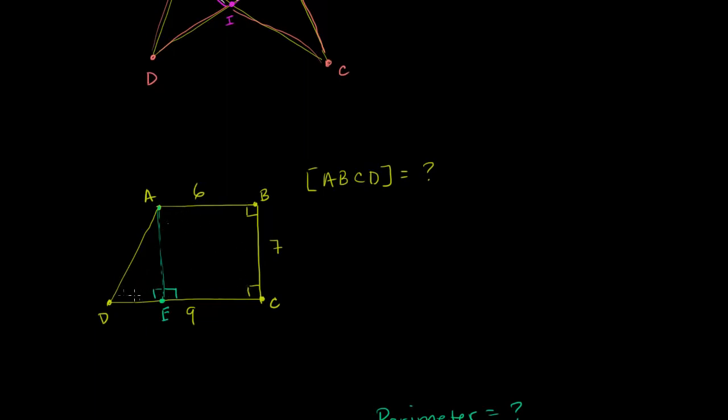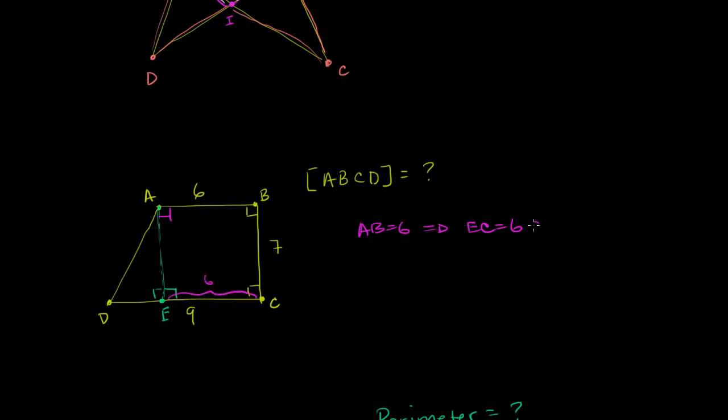But how do we figure out the area of this triangle? Well, if this side is 6, then that means that EC is also going to be 6. If AB is 6, notice we have a rectangle right over here. Opposite sides of a rectangle are equal. So if AB equals 6 implies that EC is equal to 6.